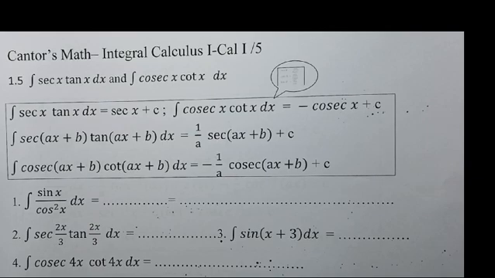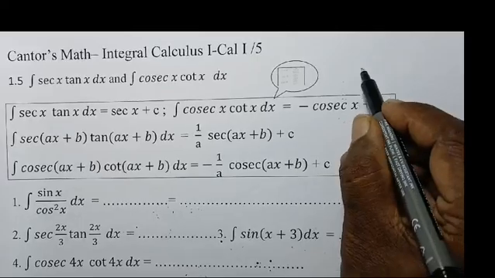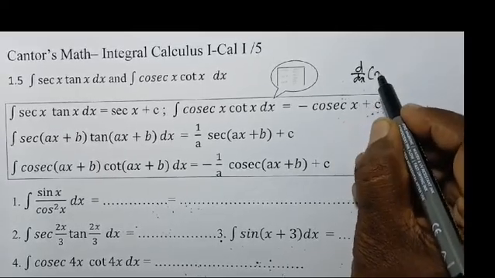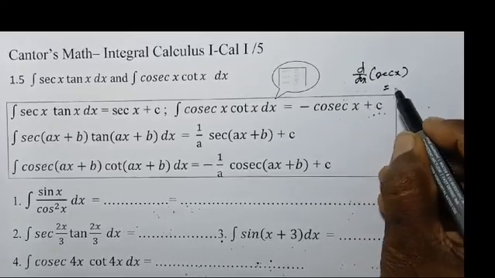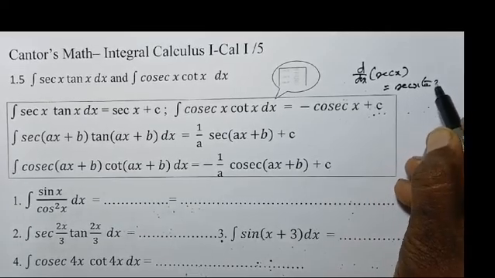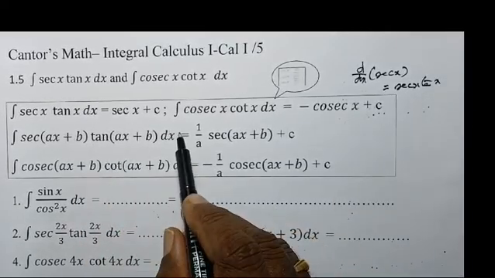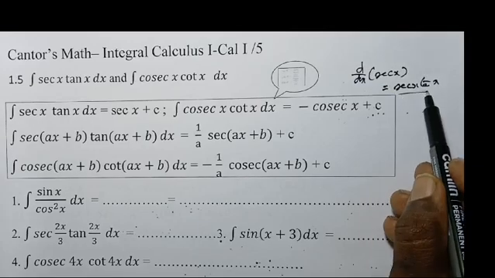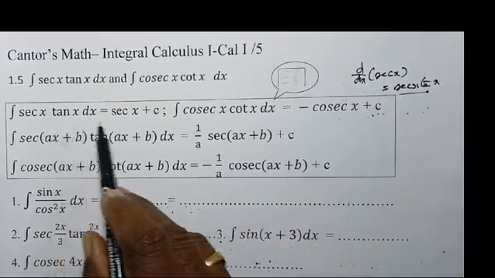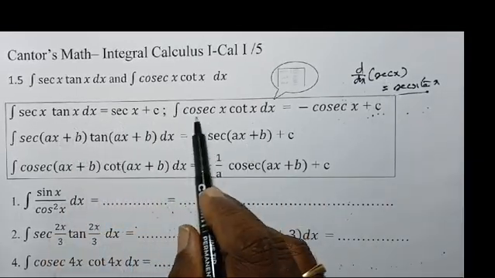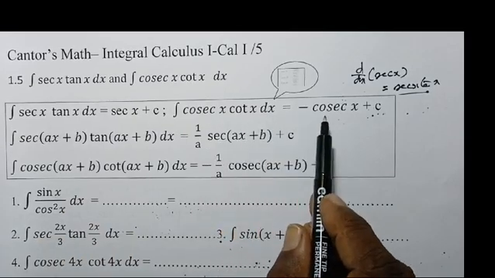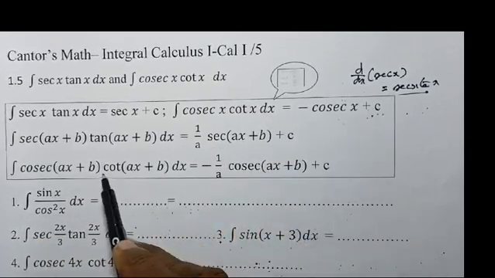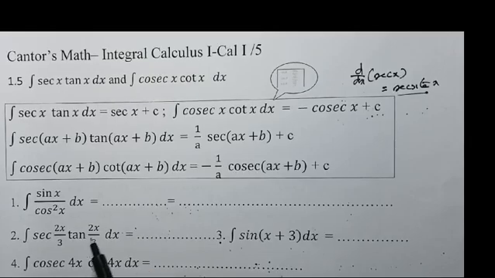Integral Calculus Part 1, 1.5: Integrals of the form integral secant x tan x dx and integral cosecant x cot x dx. We know that d by dx of secant x is secant x tan x. And integration is the reverse process of differentiation. Therefore, if you integrate secant x tan x, you will get secant x plus c. Similarly, integral cosecant x cot x dx equals minus cosecant x plus c, and these two are the general form.